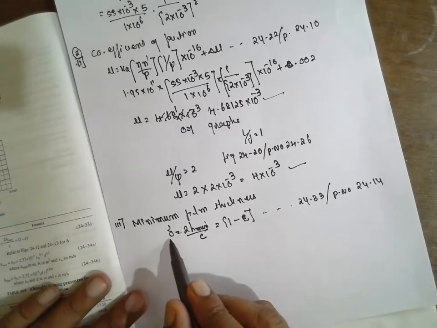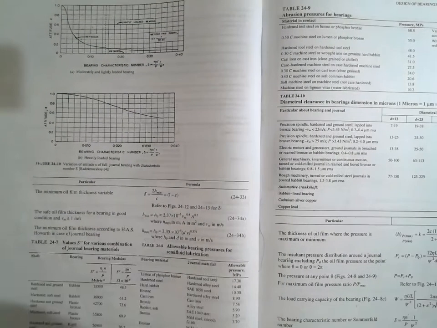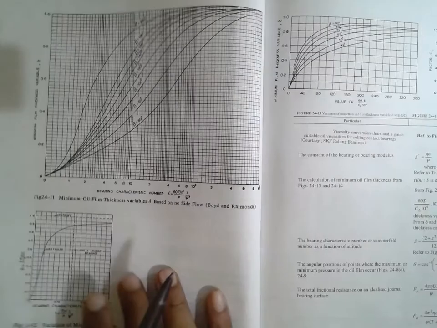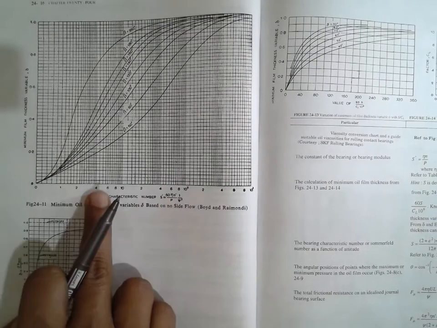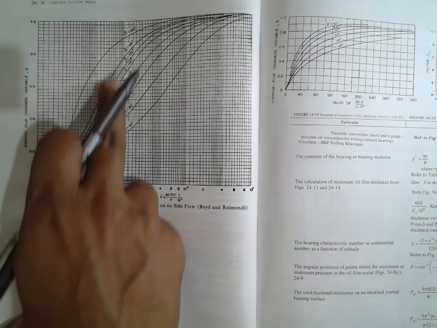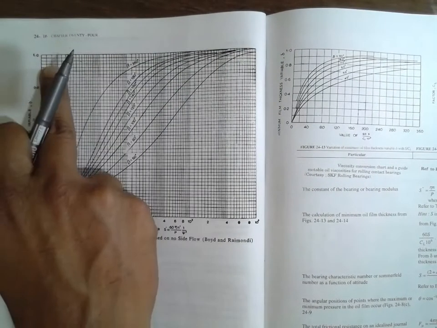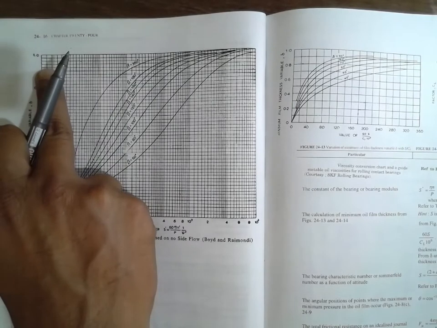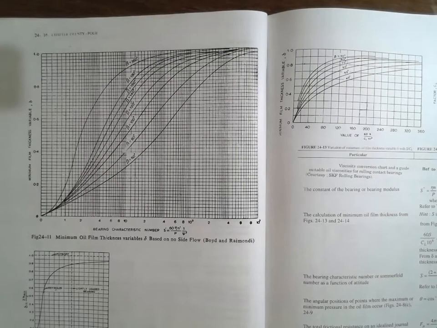I will write it down. Now, how to find this delta? Delta can be found by using this graph, figure 24.12. We can use this graph for finding the delta. But while doing this, you have to multiply by 360 degrees. Beta into 360, and you will get the delta value. This is one method.